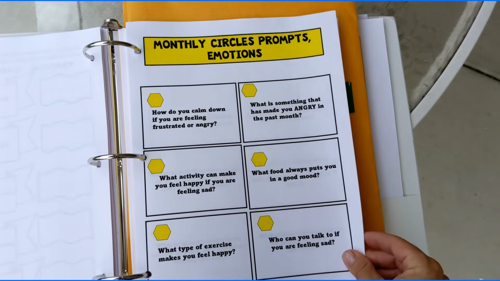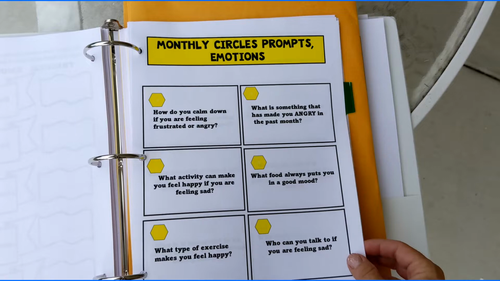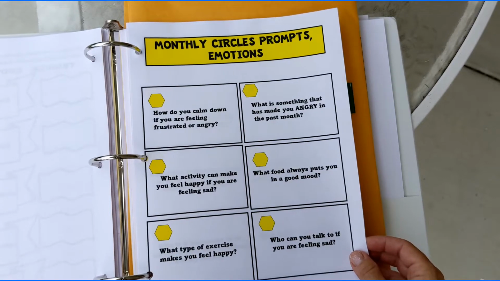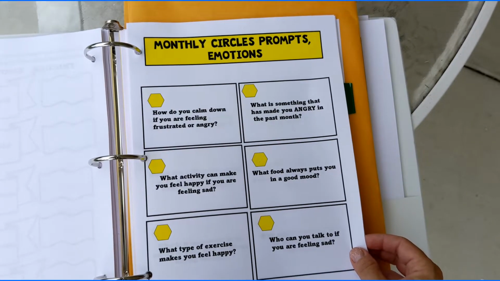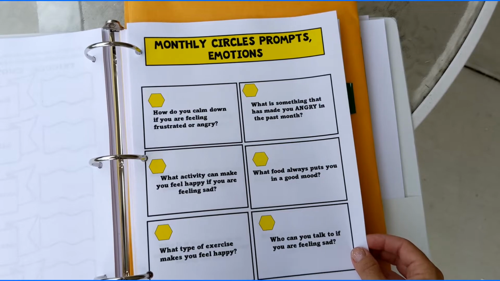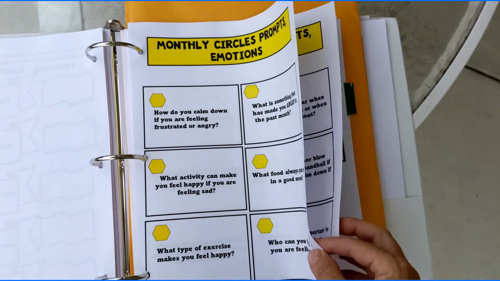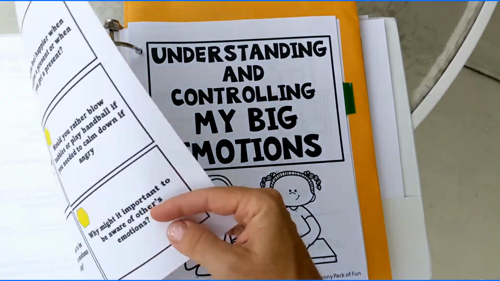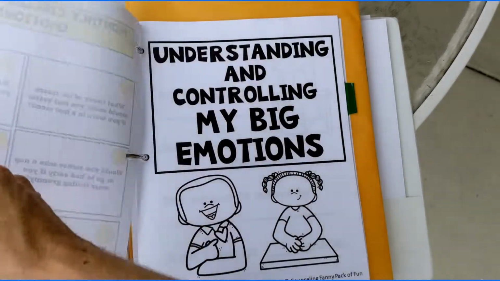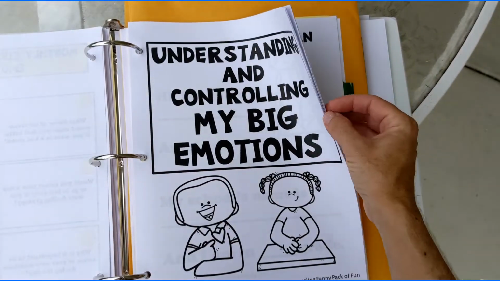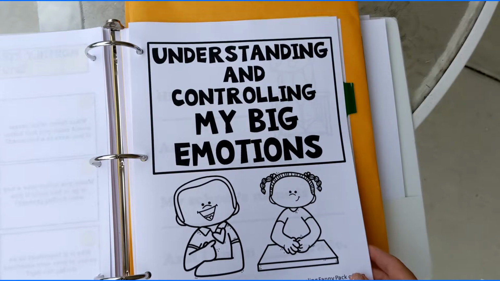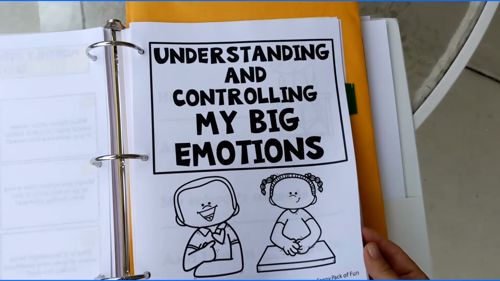So some of the questions are, what food puts you in a good mood? Who can you talk to if you are feeling sad? And what activity can make you feel happy if you are feeling sad? So a little bit focused on thinking about, what do I do when I'm having a big emotion? And then there's another social story to go along with that month called Understanding and Controlling My Big Emotions.